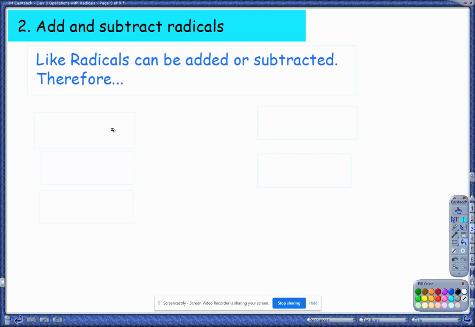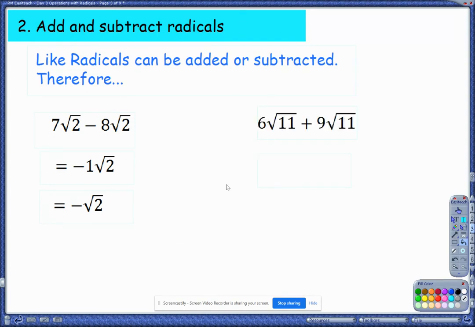So, I'm going to show you a few examples. So, we have 7 radical 2 minus 8 radical 2. This is like saying I have 7 of something minus 8 of the same thing. So, that makes it negative 1 radical 2. And in math, we don't really write the negative 1, so we write it as simply negative radical 2, which means negative 1 times radical 2. Here's another option. These are both like radicals, so if it's 6 radical 11 plus 9 radical 11, the answer will be simply 15 radical 11.